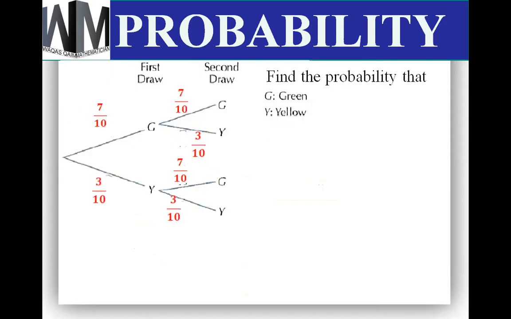Now this one is our complete tree diagram, and we are going to find the probability that the first marble is green. So what is the probability of getting first green marble?